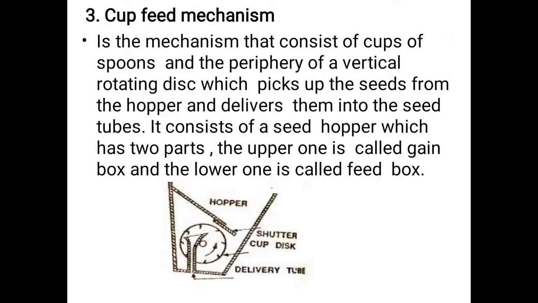Cup feed type mechanism. Here is shown the figure of that cup feed metering mechanism and the names of its parts. Number first is a hopper, number second is a shutter cup disc, and number third is a delivery tube. It is a mechanism that consists of cups or spoons on the periphery of a vertical rotating disc which picks up the seed from the hopper and delivers it into the seed tube. It consists of a seed hopper which has two parts: the upper one is called the grain box and the lower one is called the feed box.